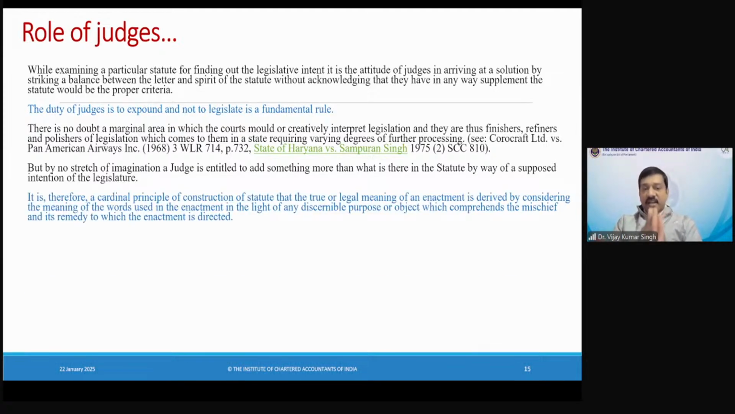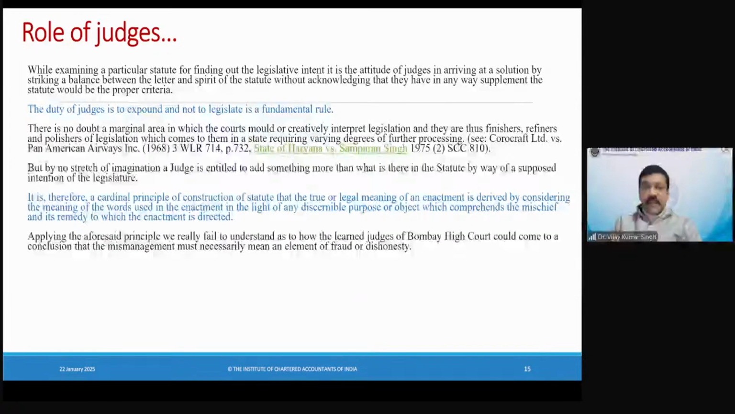It is therefore a cardinal principle of construction of a statute that the true or legal meaning of an enactment is derived by considering the meaning of the words used in the enactment in the light of the purpose or object which comprehends the mischief and its remedy to which the enactment is directed. Applying the aforesaid principle, we really fail to understand how the learned judges of the Bombay High Court could come to a conclusion that mismanagement must necessarily mean an element of fraud or dishonesty. This is with reference to a case the Supreme Court had said.